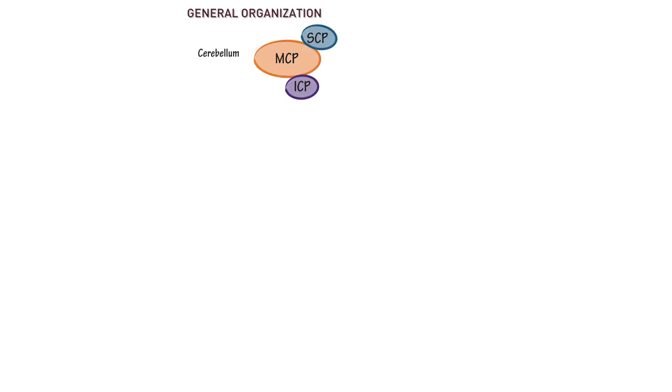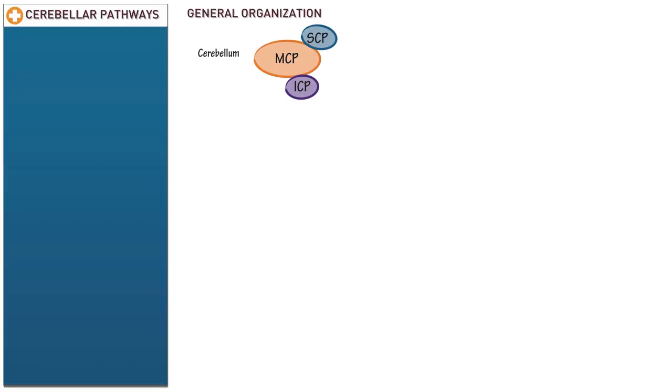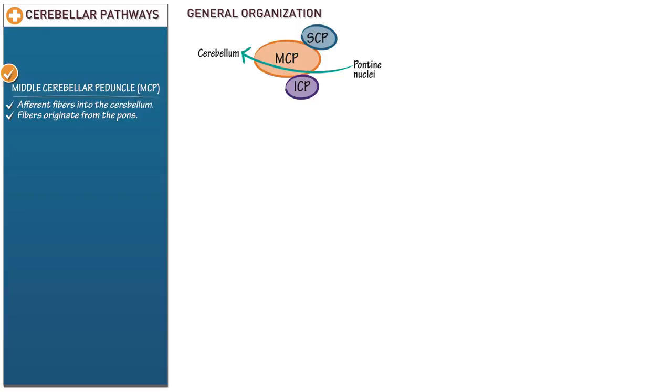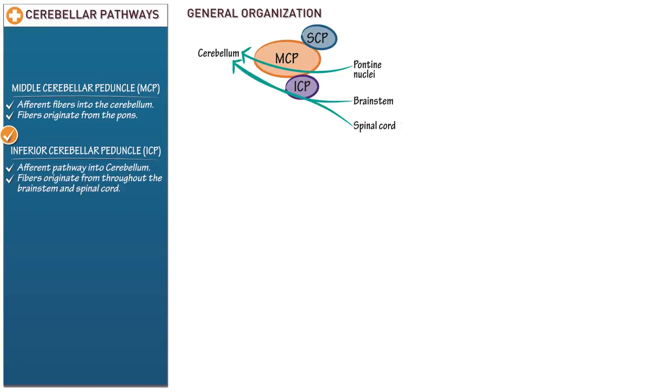Start a table. Show and notate that the middle cerebellar peduncle is an afferent pathway into the cerebellum. It encompasses fibers that originate from pontine nuclei. Next, indicate that the inferior cerebellar peduncle is also an afferent pathway into the cerebellum. It receives fibers from throughout the brainstem and spinal cord.